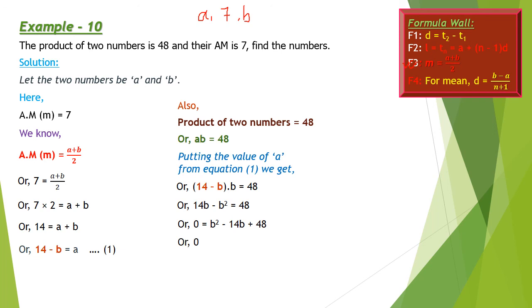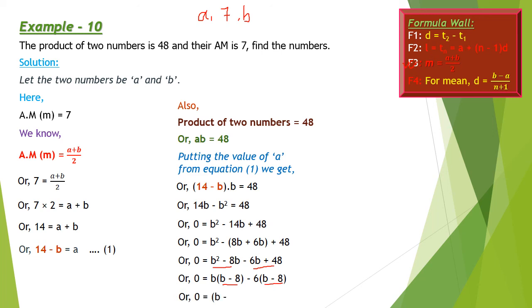We can factorize it. Our product is 48 and sum is 14, so our two numbers are 8 and 6. 8b plus 6b inside the bracket plus 48, or 0 is equal to, let's open the bracket and the sign will be changed inside the bracket. You can see there is a plus sign, right now it is a minus sign. And now let's take common from the first two terms, that is b is common and b minus 8 is remaining. From the last two terms 6 is common, so b minus 8 is remaining, and from these two terms also b minus 8 is common, or 0 is equal to b minus 6 and b minus 8 are the factors of this quadratic equation, b square minus 14b plus 48.